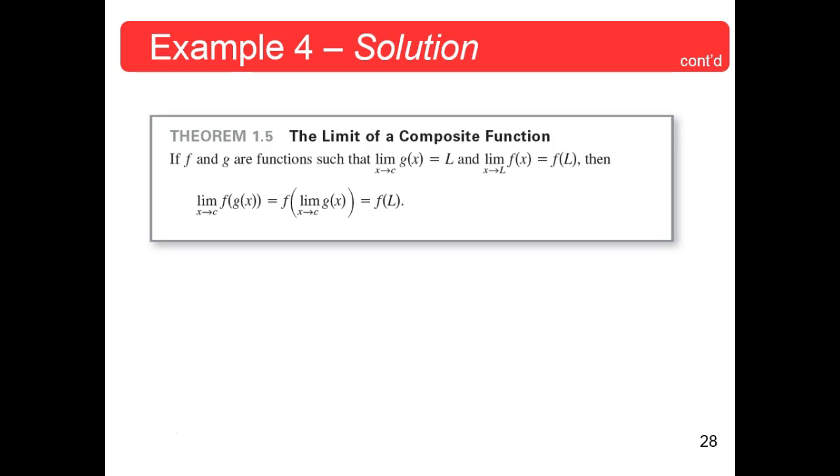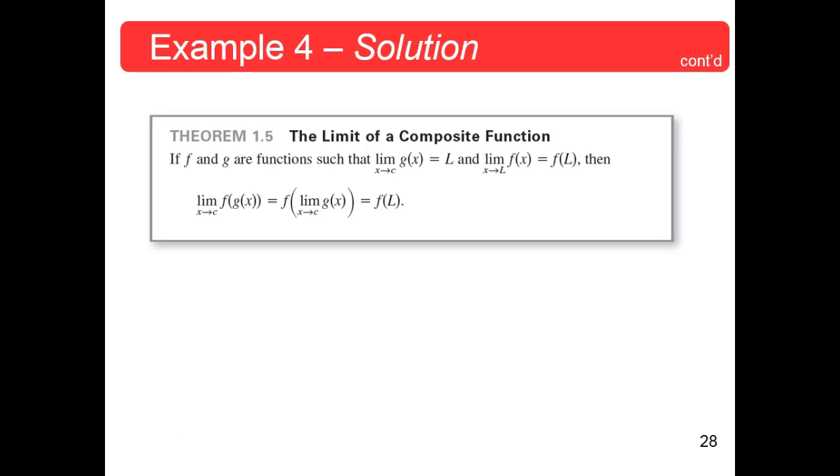the limit of a composite function. If f and g are functions such that the limit, this is a review, this is stuff we hit last time, as x approaches c of g of x is L, and the limit as x approaches L of f of x is f of L, then the limit as x approaches c of f of g of x would be f of the limit as x approaches c of g of x, which is f of L, since this limit is L.